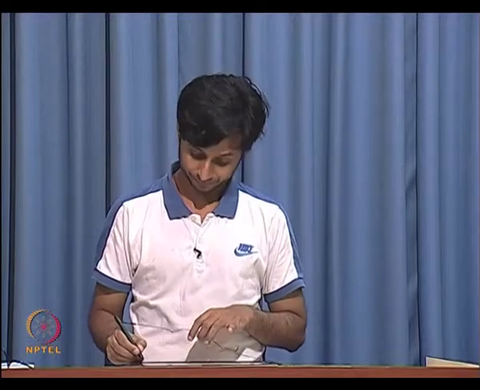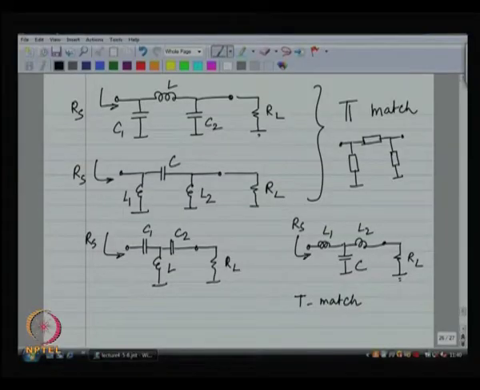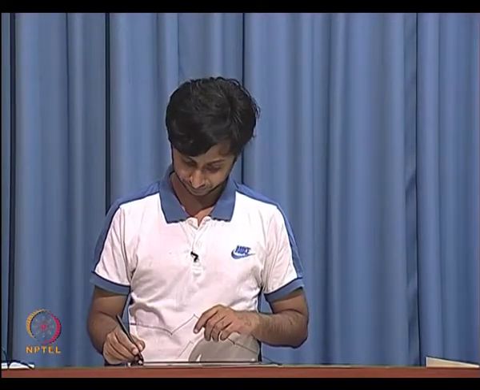So, this was the drawback that we were working with in the previous class, and the solution was that instead of having 2 components, let us go for 3 components. And we drew these 4 networks, which we call the pi match and the T match. These 4 networks presumably could solve my problem, and today my plan is to discuss both of these networks and more networks if necessary, and we will put a close to this entire topic.